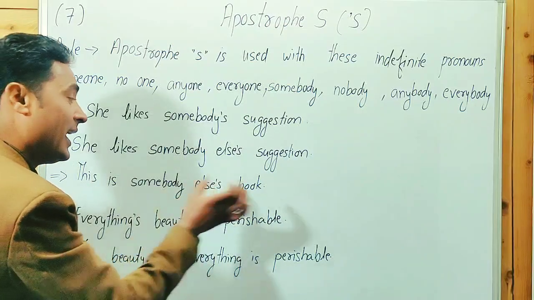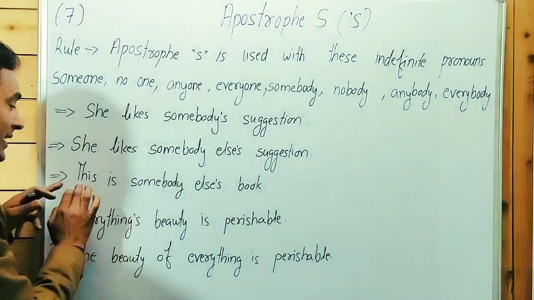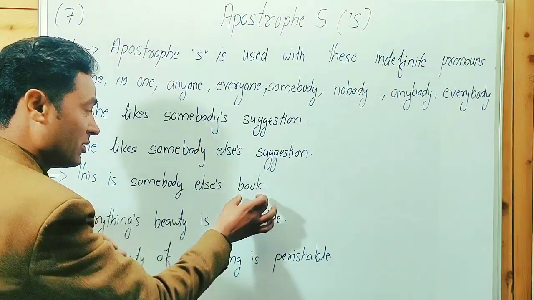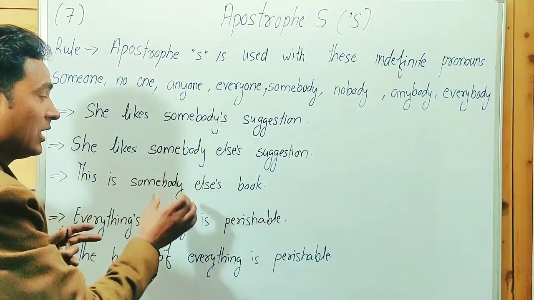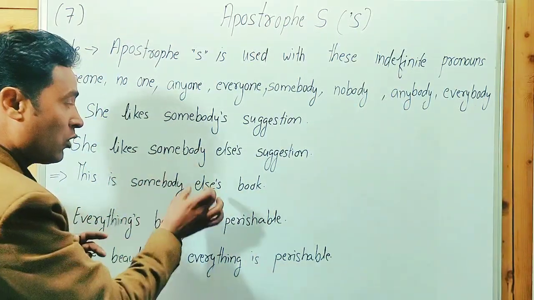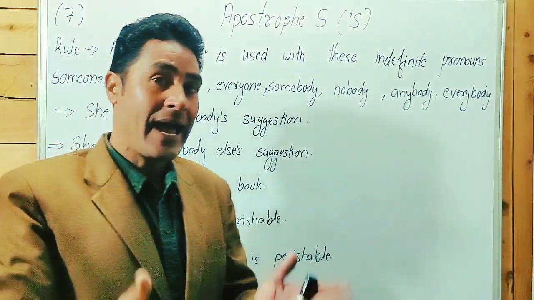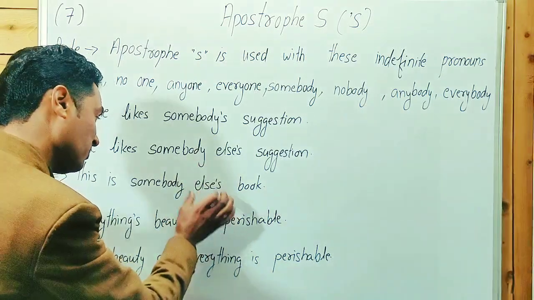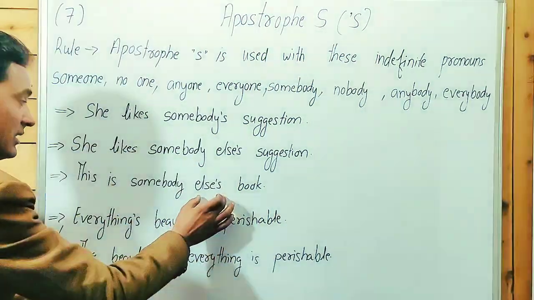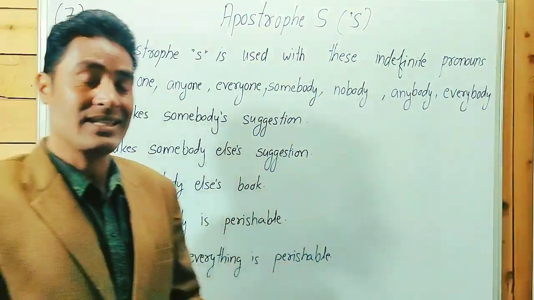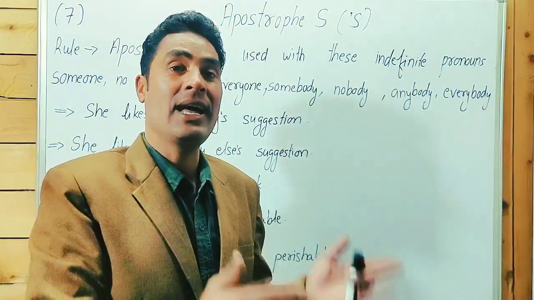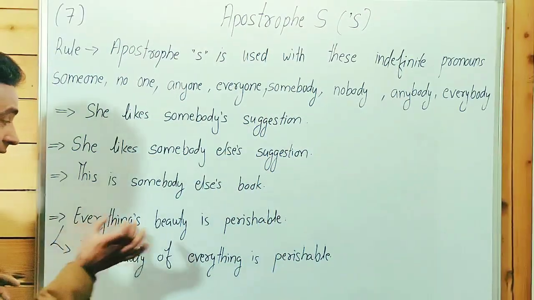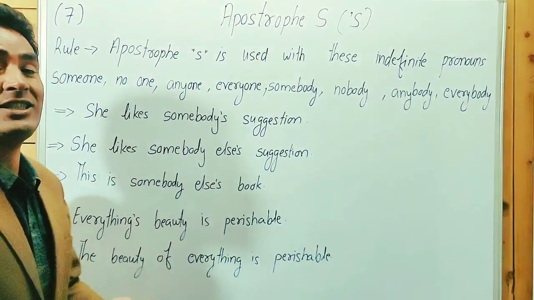This is somebody else's book. Correct sentence. We can't write, this is somebody's else book. Incorrect. We have to write indefinite pronoun plus else, and add apostrophe s with else, at the end of the else. As you know, apostrophe s is added with the last word. So guys, everything's beauty is perishable.